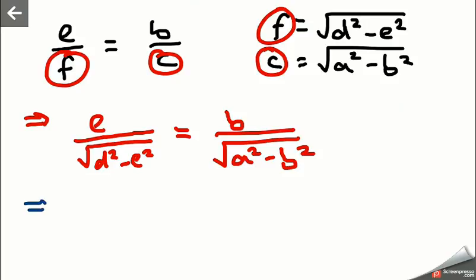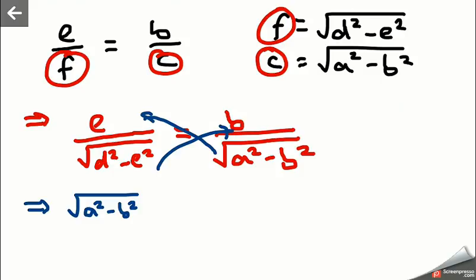Now, let's multiply through. Let's cross multiply. We multiply both sides by that. Multiply both sides by that. And so we get the square root of a squared minus b squared times e is equal to the square root of d squared minus e squared times b.